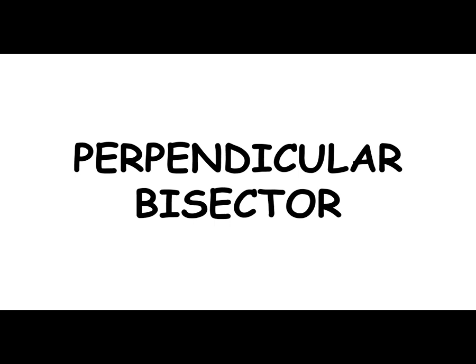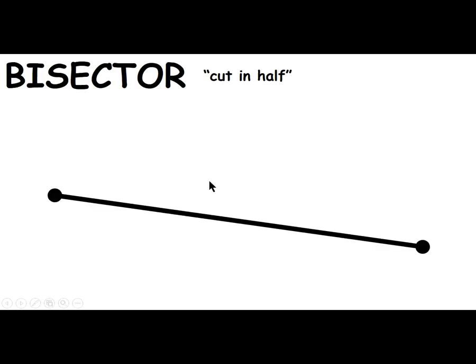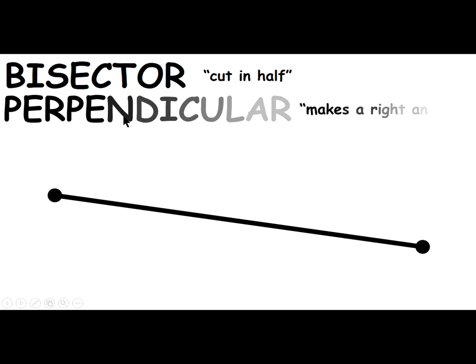Okay, for this part of our assignment, we're going to make a perpendicular bisector. So first off, what is a perpendicular bisector? Well, we've already talked about a bisector being cutting something in half. So if perpendicular means makes a right angle, a perpendicular bisector cuts something in half and makes a right angle with it.